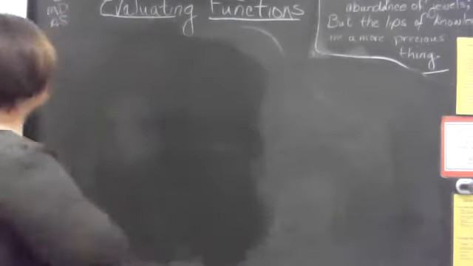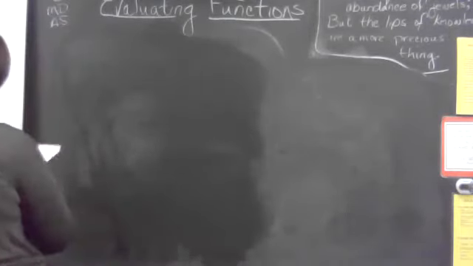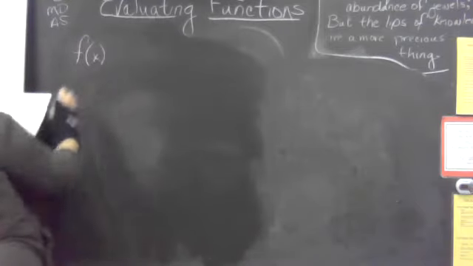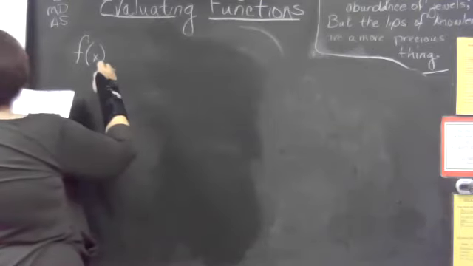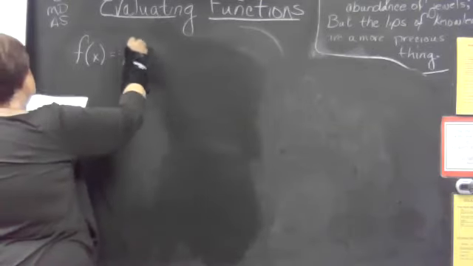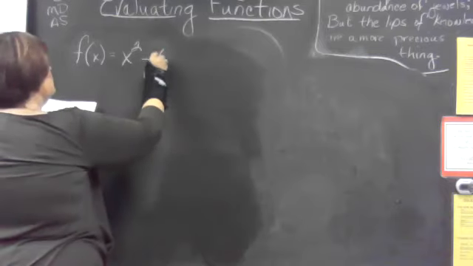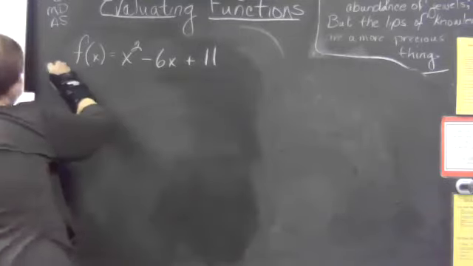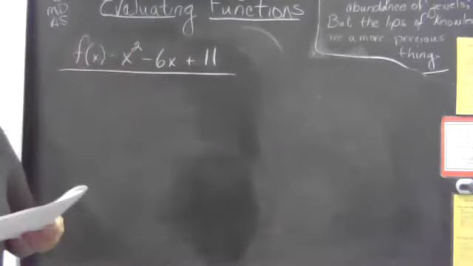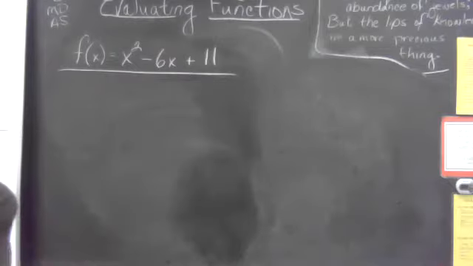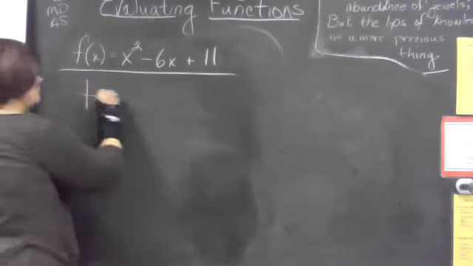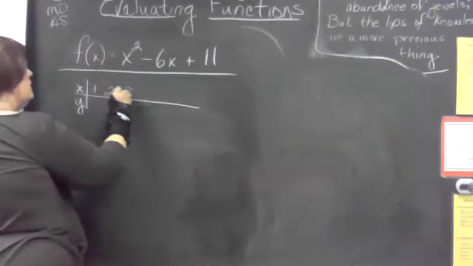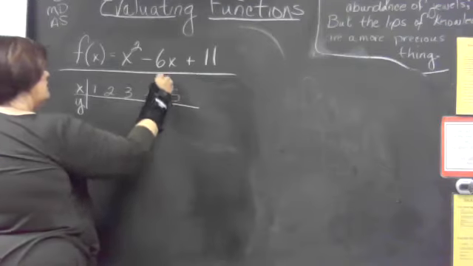Page 3, the first one, the rule is, they still called it F and it's going to have X's in it. So the rule is X squared minus 6X plus 11. Now this is our rule, so we're going to be using that over and over again. And the T-chart, they give us some values. They say X and Y, 1, 2, 3, 4, and 5 this time.